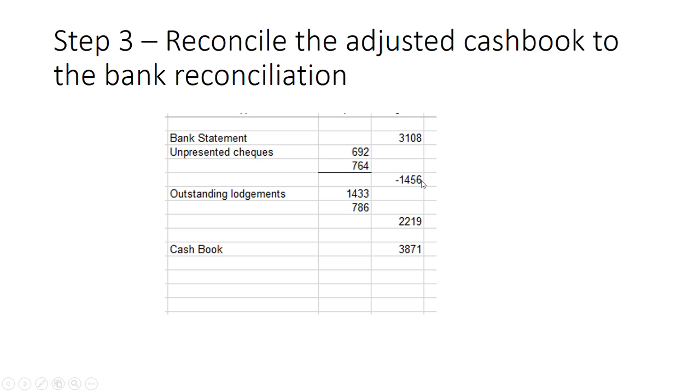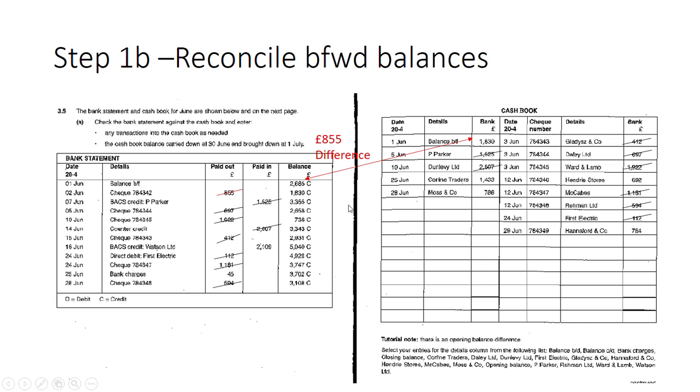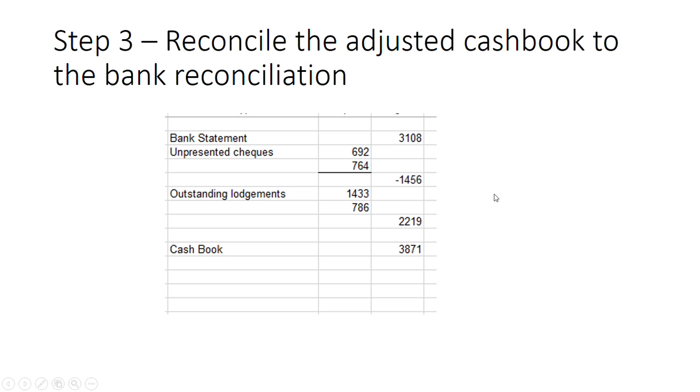So these unpresented checks here, this one and this one, must be taken off the bank statement figure to give that. These payments that we've made into the bank, that are in the cash book but not in the bank statement, they need to be added on, because the cash book will be higher than the bank statement. So we need to add them onto the bank statement figure to get to the cash book figure. So those two, these gaps here, added on to this to get to that. So this minus that plus that is the same as that. And that is a bank reconciliation.